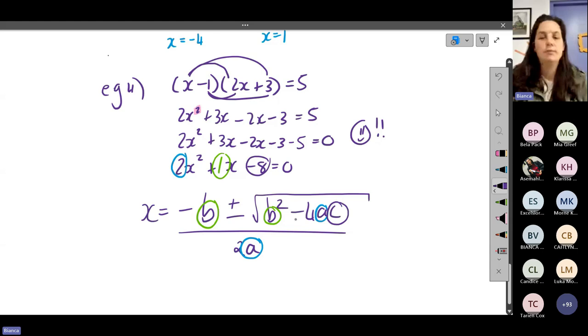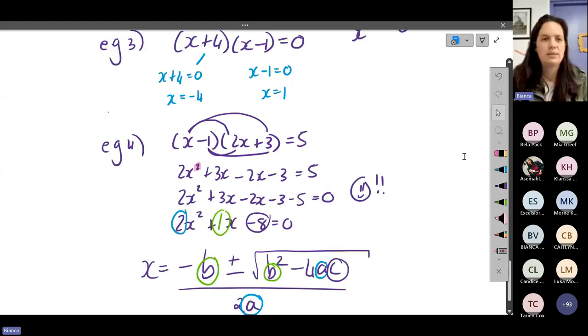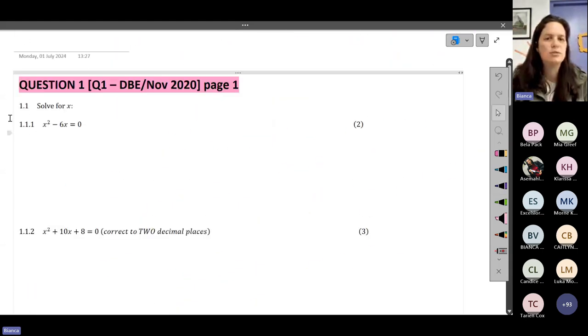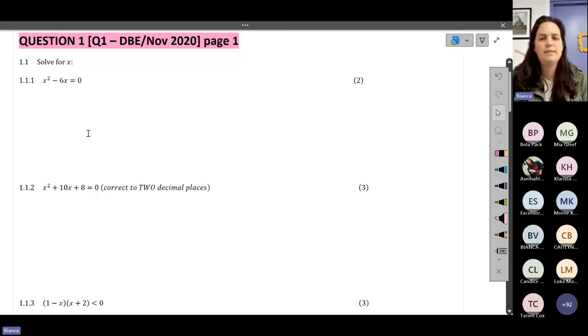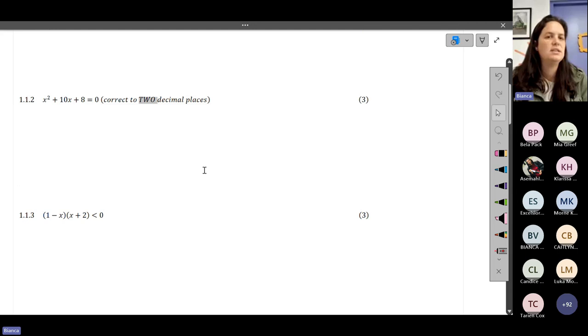Okay, so I'm going to do one more thing with you, then I'm going to let you practice a bit. But just have a look at these first two questions. Question 1, it's got a square. So what are you supposed to do? It's already equal to 0. Yeah, so you can go factorizing. This one, as soon as you see these words, correct to 2 decimal places, don't even waste time trying to factorize it. Just use the quadratic formula because the answers are going to be irrational numbers.